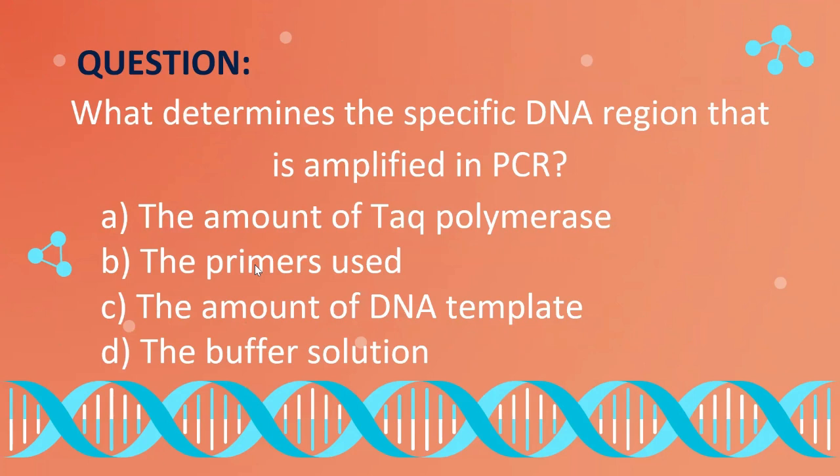So B, primer use. C, the amount of DNA template. D, the buffer solution. So kung mapapansin po natin, itong tatlo po yung A, C, and D, dapat standard. So hindi po nagmamatter dun sa amount. Okay? So it's on the primer that we use po.